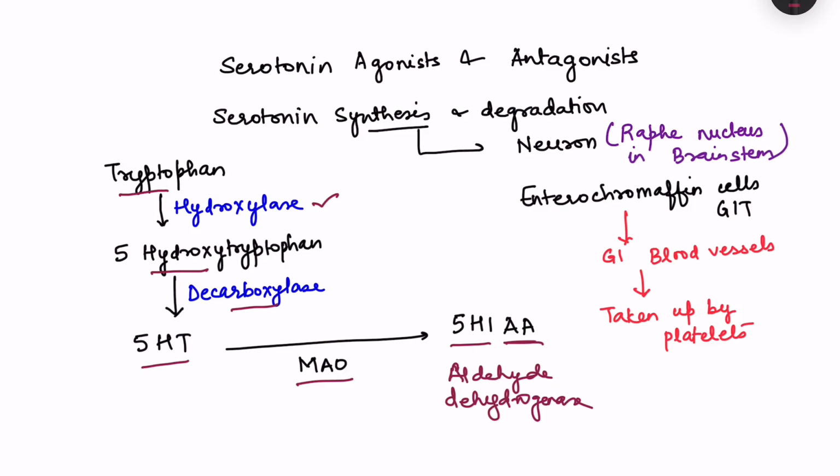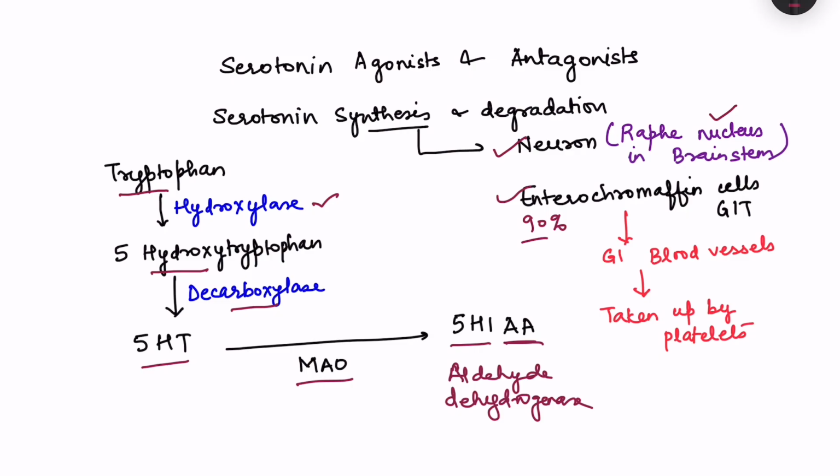Now, where is it synthesized? Well, it is synthesized mainly at two places. One in neurons, that is the raphe nucleus neurons in the brainstem, because these are the serotonergic neurons, that is the neurons which release serotonin, and from there projections go to the entire brain. And second is enterochromaffin cells in the GIT, where 90% of the serotonin of the body is synthesized.